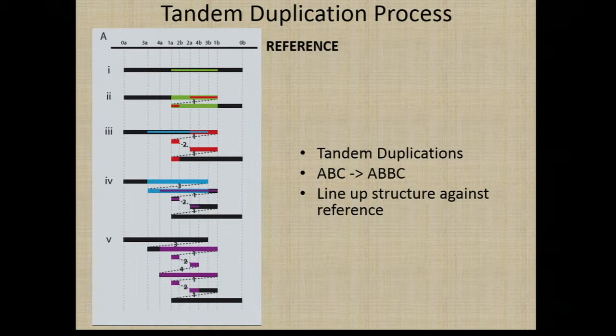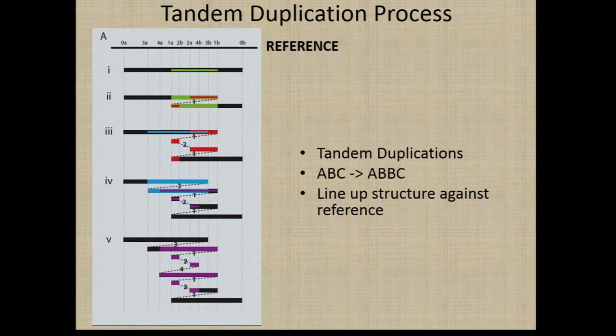We can think about doing similar things with tandem duplications. So again, I'm going to align everything up to a reference here. So this is the reference, the wild type, if we like. And so we start with the normal genome, and then if we've got a tandem duplication, we've got some bit of DNA that we want to copy. So the green bit we're going to copy, so we've got a green bit of DNA there.